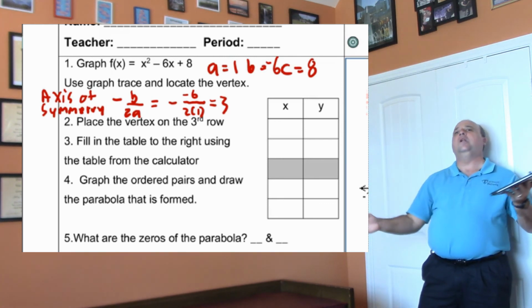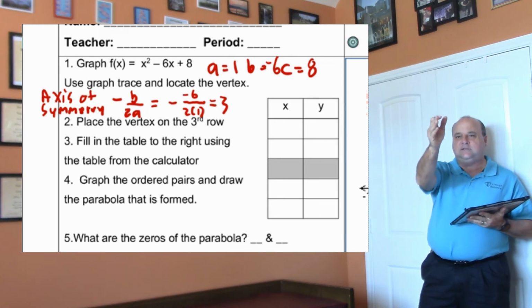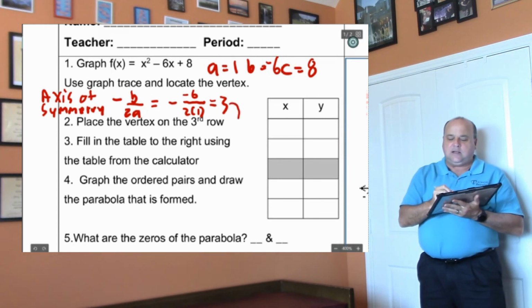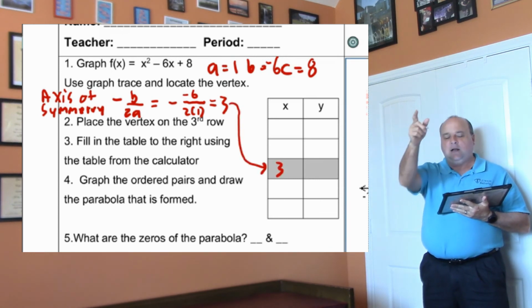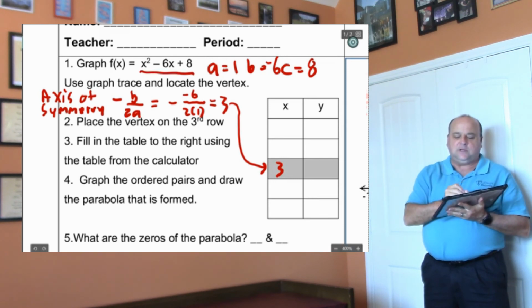Okay, now then, like, what are we talking about? Okay, you're going to see this in a minute. So I'm going to take the 3, and I'm going to put it right here. Now then, let's go through and graph this, okay?